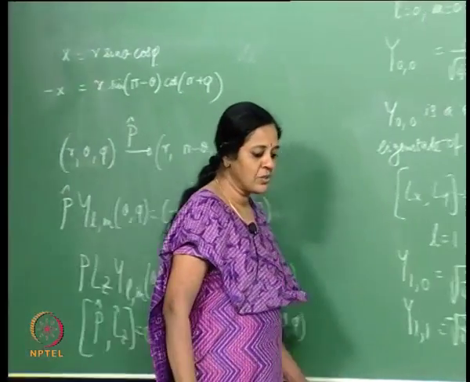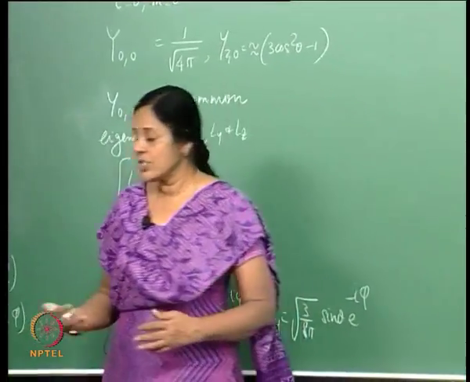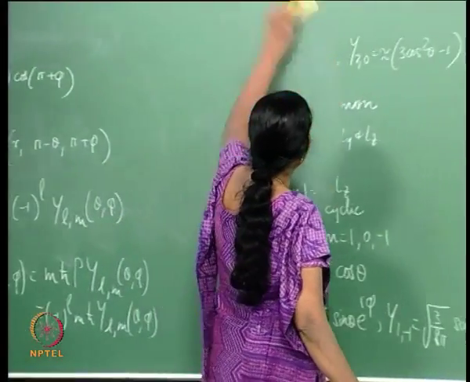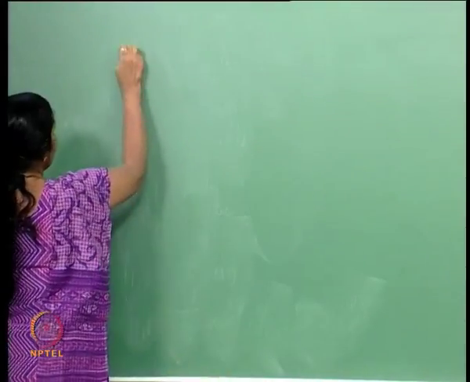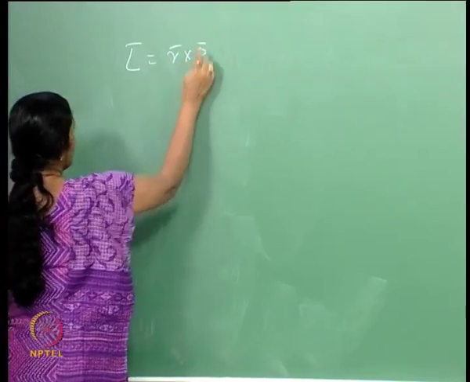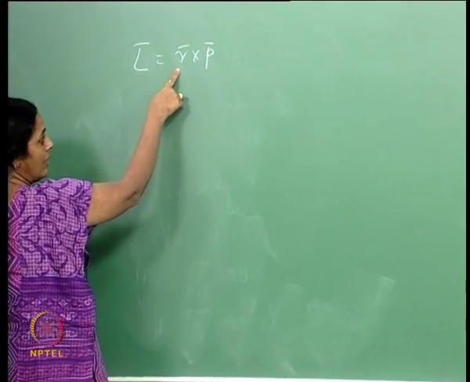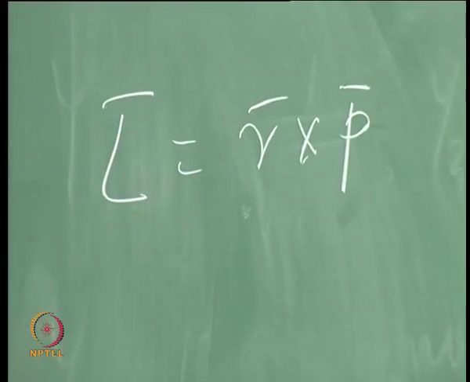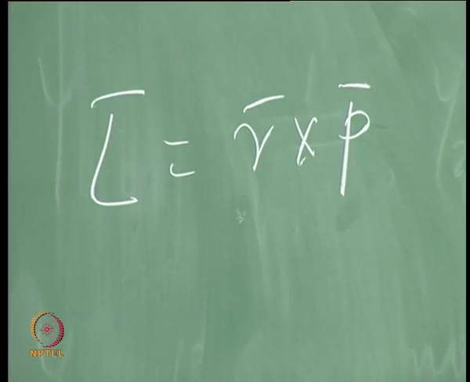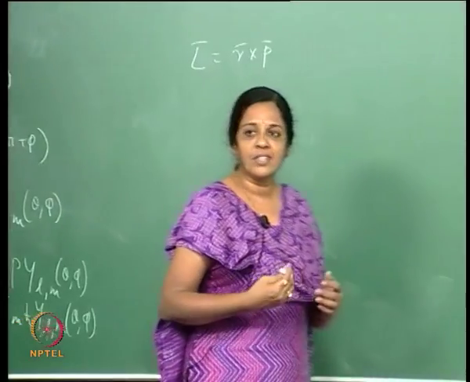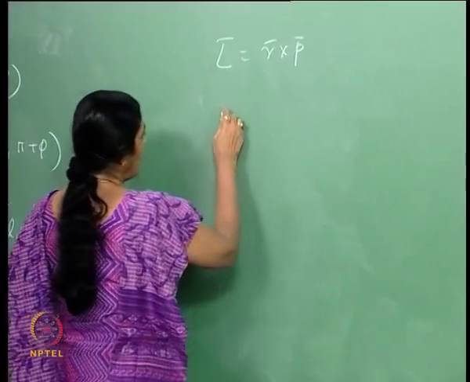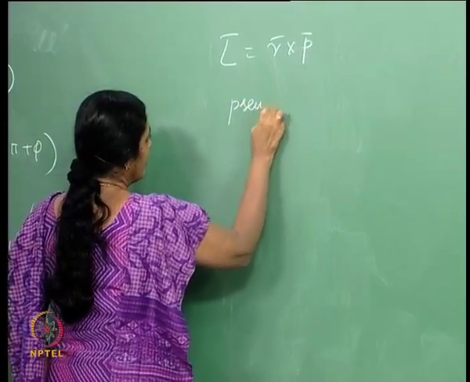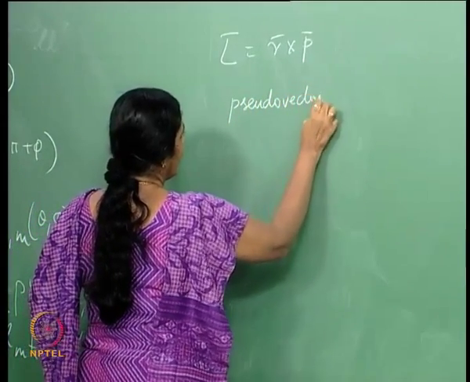Now, any operator which commutes with the parity operator. So, in general, look at L, the orbital angular momentum vector. L is r cross p. So, under parity r goes to minus r and p goes to minus p. This is the momentum, linear momentum, and therefore, L does not change sign. So, under parity L remains invariant. Now, vectors which commute with the parity are called pseudo vectors or axial vectors.